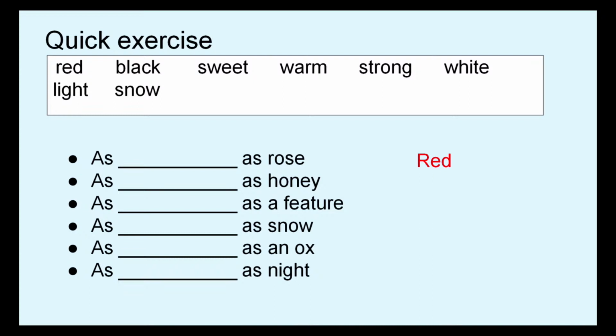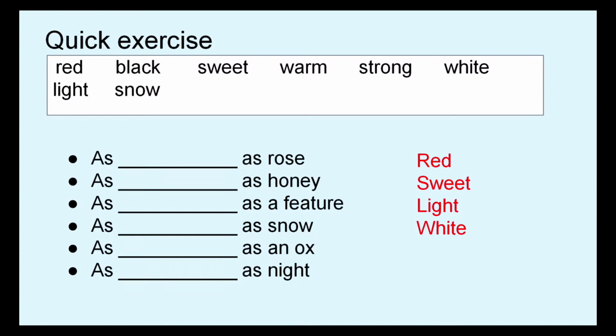Now next is as dash as honey. What is honey? How does it appear, how does it taste? Is it light? Is it black? No. Is it sweet? Yes, it's sweet. Something which is very sweet, we can say as sweet as honey. Now next, as dash as a feather. It's written as feature, sorry. So it's as light as a feather. Coming to the next sentence, it is as dash as snow. As white as snow.